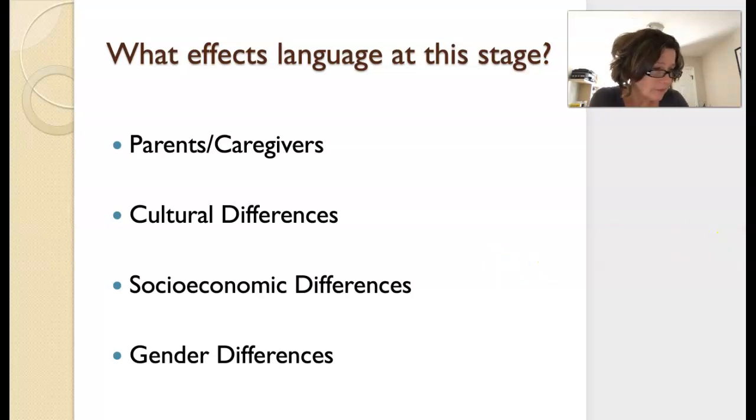Socioeconomic differences: in high socioeconomic households, the child usually will be surrounded with lots of books, and maybe a parent who is at home and can take the time to be reading books and talking with the child a lot. In lower socioeconomic situations, maybe the parents are working a couple of jobs, maybe the 14-year-old is taking care of the child, and the parents come home and they are legit exhausted. All of those things, socioeconomic situations, will dictate the language development of the child.